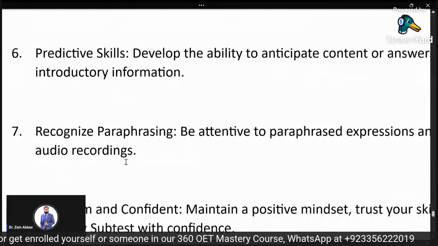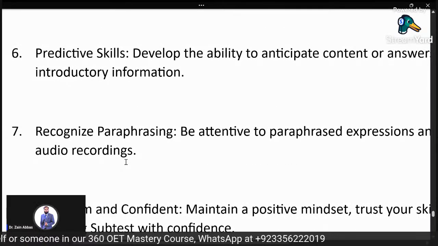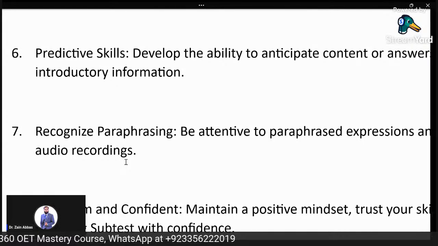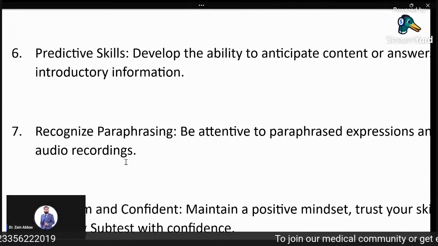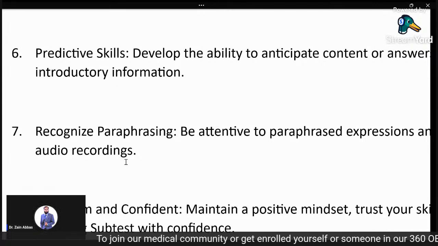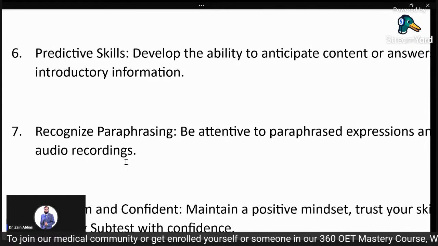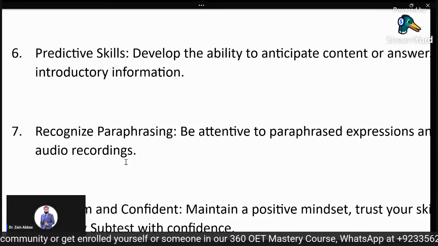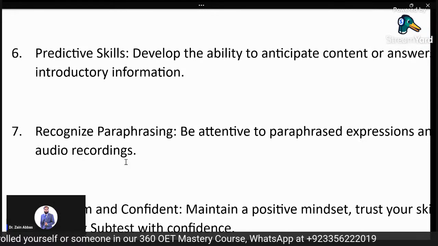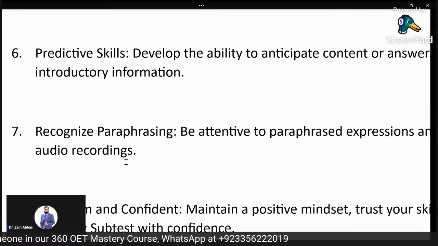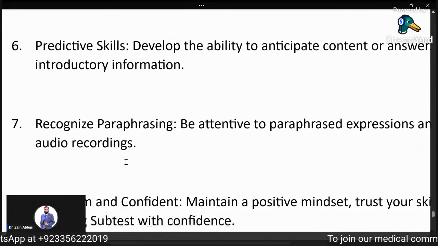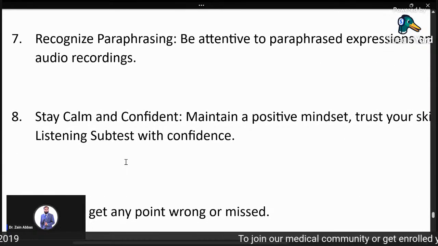The next important point is recognizing paraphrase. Recognizing paraphrases and some keywords is the key to success in the listening area. You need to recognize them, especially in part C, because part C is like a storytelling or a complete session going on. So you need to recognize the paraphrase or some keywords there to stick to the questions that have been asked in the paper.